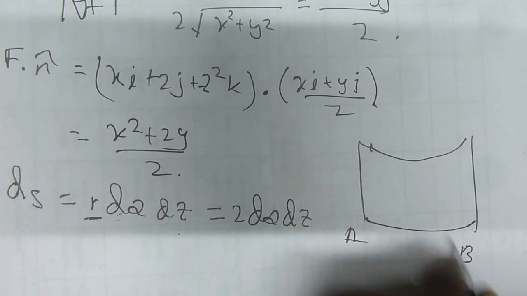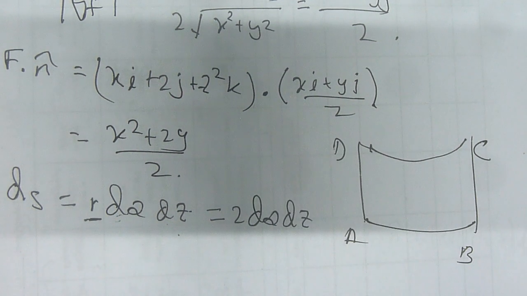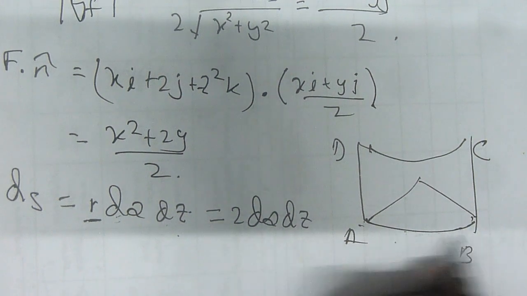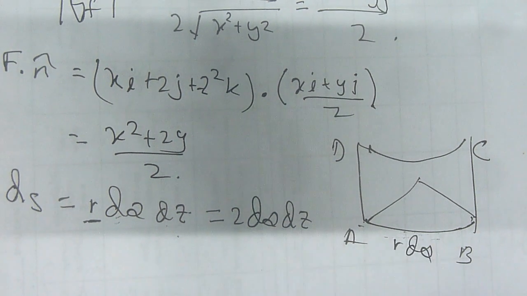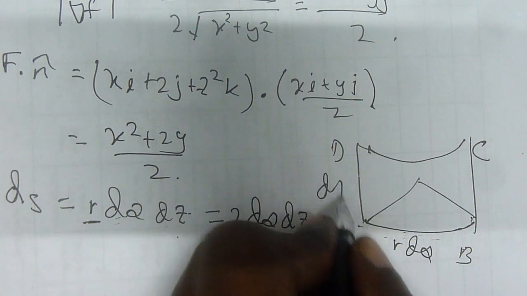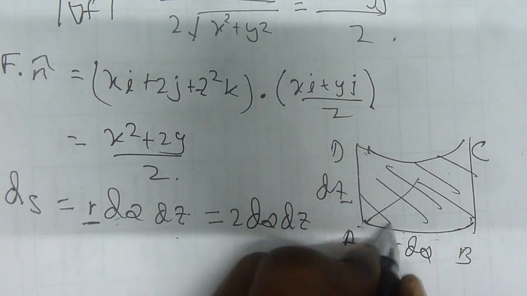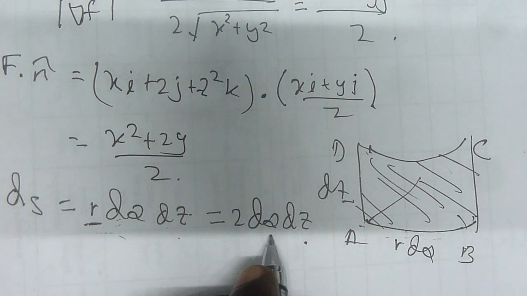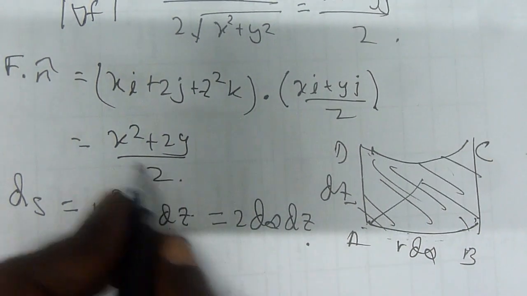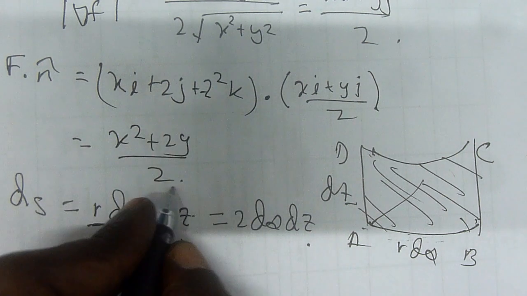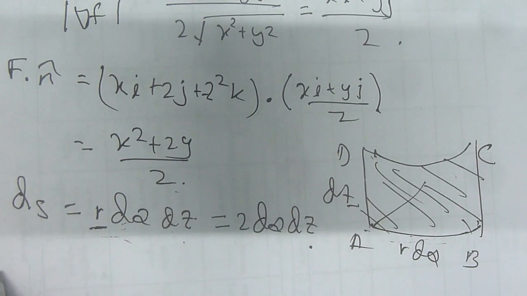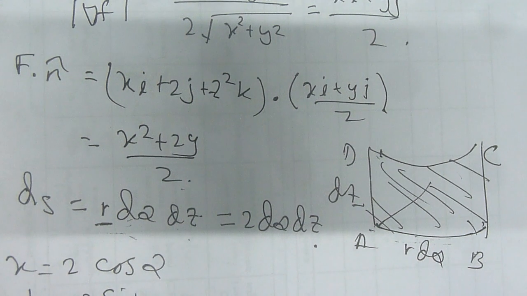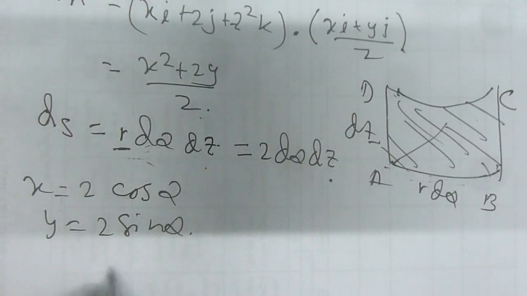A, B, D, C. This surface can be calculated as r d theta. Can you agree with me? Then this is dz. Therefore, the whole thing here is to be calculated this way. Therefore, this is 2 d theta. Then we just combine everything. This one you need to convert into x equals 2 cos theta and y equals 2 sin theta. And overall, you need to place that inside here.